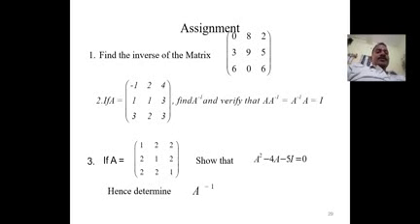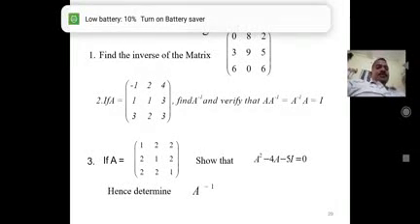After getting A square, find 4A. 4A means 4 times this one, [4 8 8; 8 4 8; 8 8 4], and then find 5I. I is the 3 by 3 unit matrix, so 5I is [5 0 0; 0 5 0; 0 0 5]. After simplification, all this you can get as a null matrix.